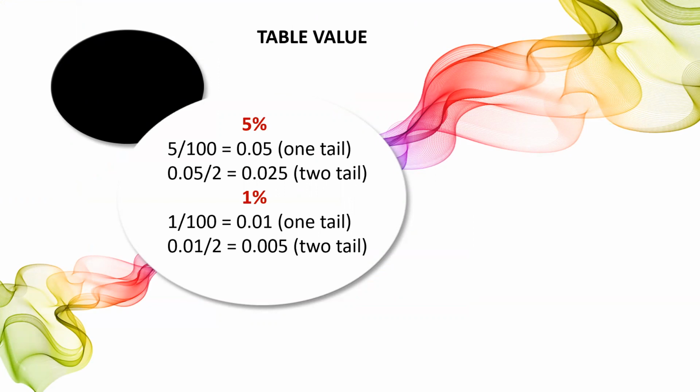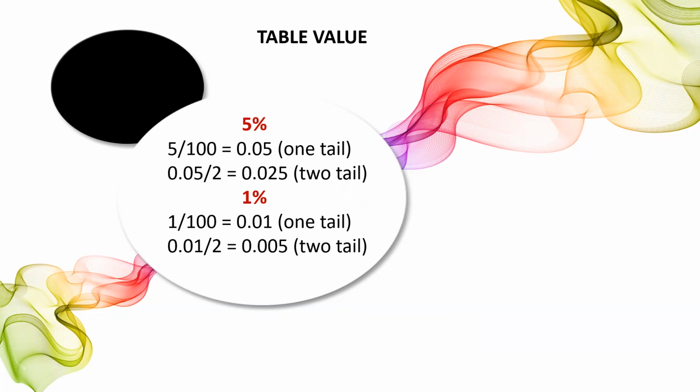So when it comes to 0.05, the problem becomes one-tailed. And when the problem is two-tailed, that value 0.05 will be divided by 2, which will indicate the value for two tail. So this is all regarding 5%.